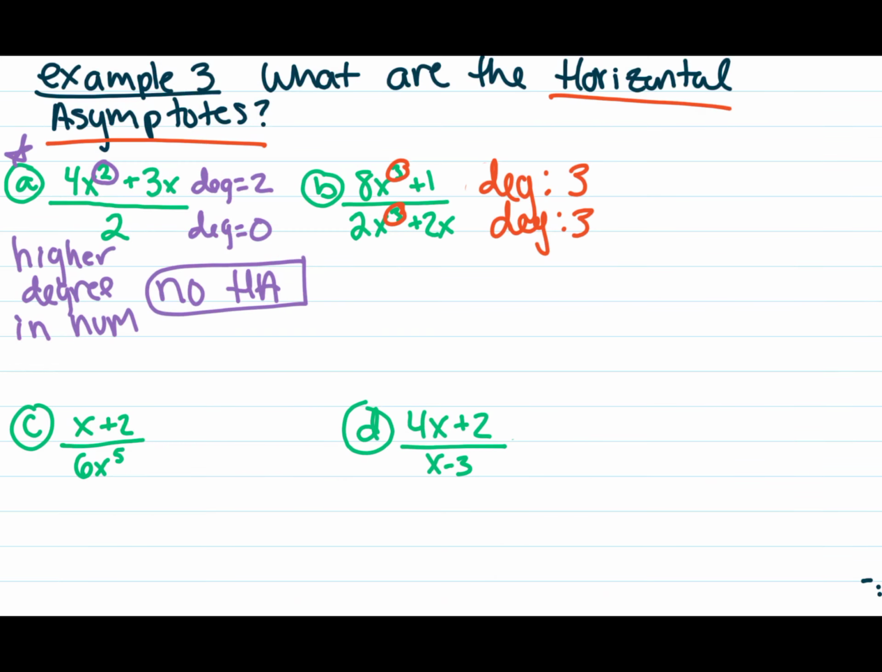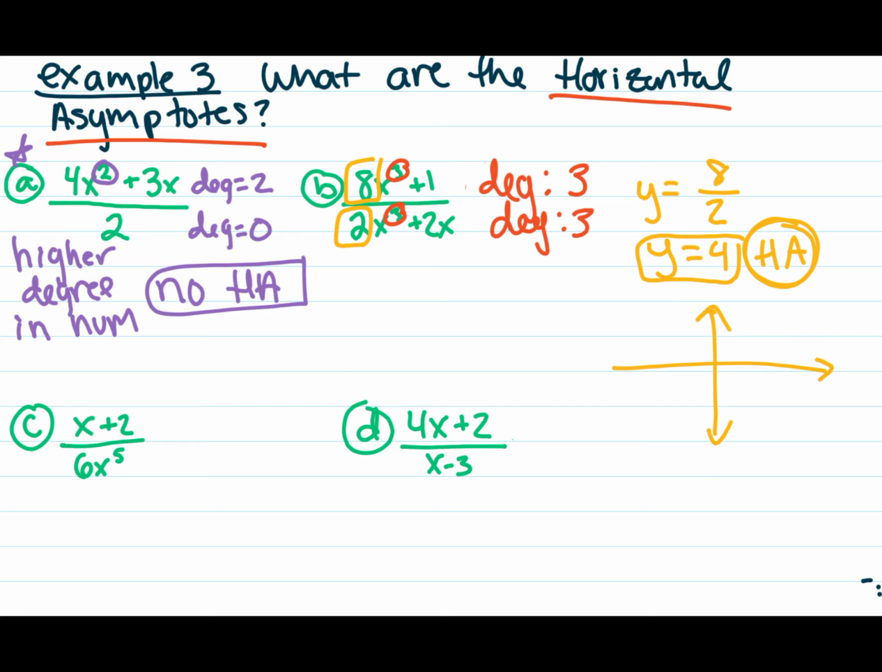So my leading coefficient here is 8. What's my leading coefficient here? 2. So my horizontal asymptote is y equals 4. So remember, y for your horizontal asymptote. So if you imagine that graph, we're going to have a horizontal line going through the y-axis at 4. So that's where that horizontal asymptote would be. Just want to show you that.